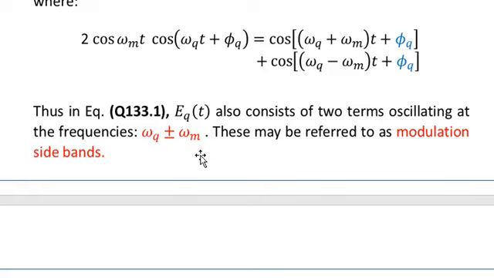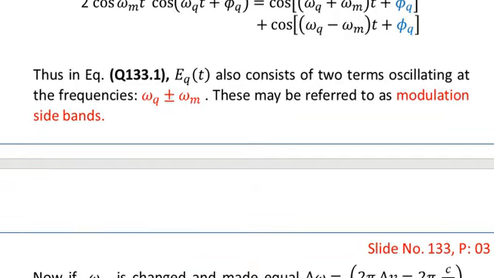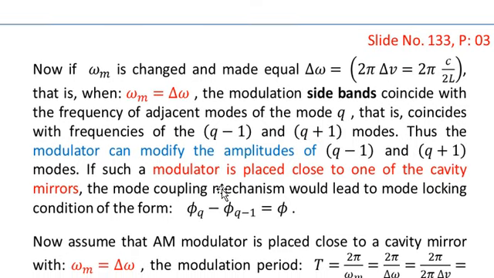So this is the frequency of the modulator. If you change the omega m to a different value, you can make these two modes coincide with the original modes of the laser cavity. Let's follow the discussion next.